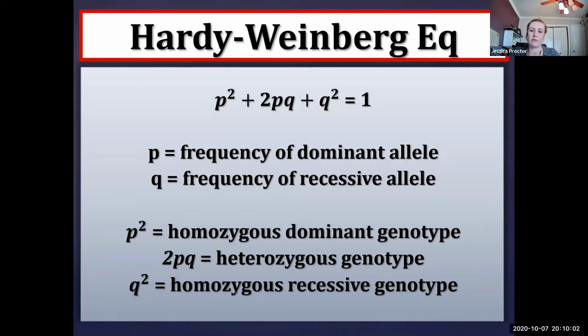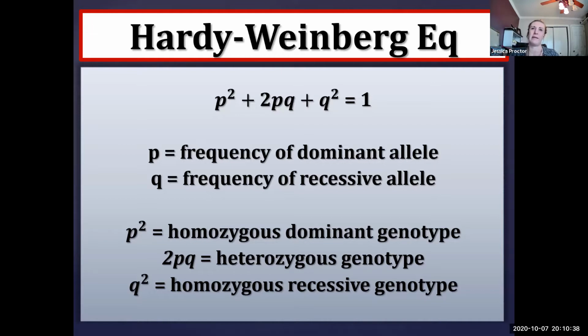The p variable is going to represent the frequency of just the dominant allele. Remember, at each locus, at each location on the chromosome, let's say we're talking about tongue rolling, for example, each of us has 2 different alleles. If we're homozygous dominant, we have 2 capital R's. If we are heterozygous, we have 1 capital R and 1 lowercase r. And if we're homozygous recessive, if we're unable to roll our tongue, then we have 2 lowercase r's. So the p is representing the frequency of that dominant allele.